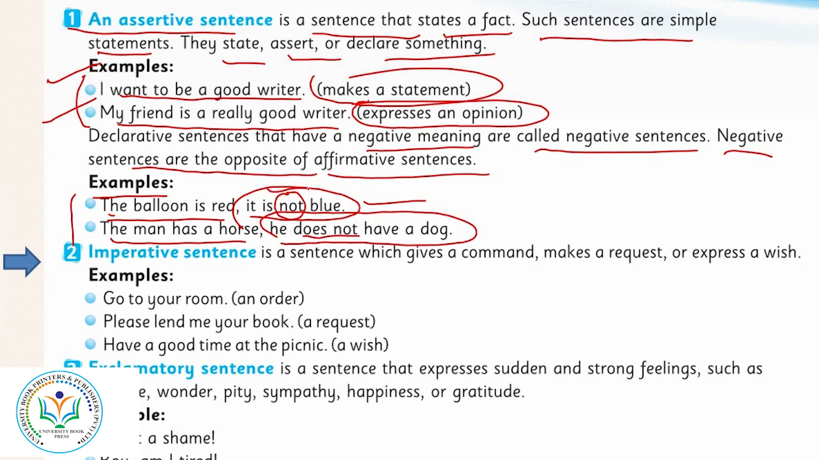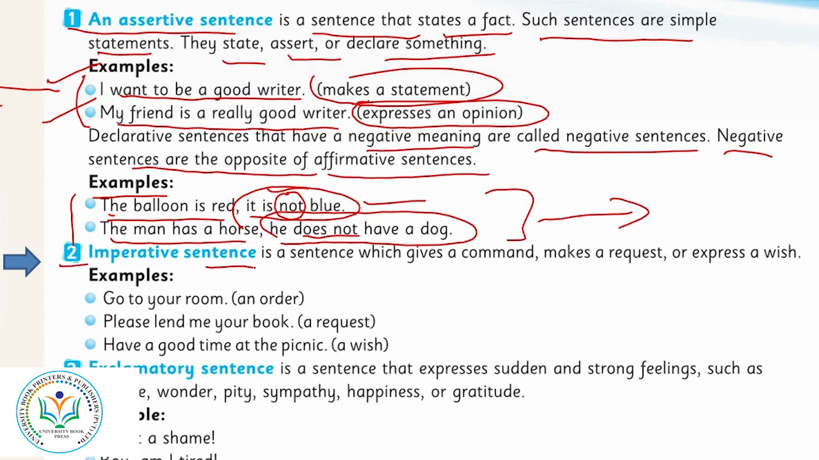It is completely opposite. Here it is making the statement and expresses an opinion, but in these negative sentences it is totally denying the facts or statement by using does not or is not. Now look at the second one.